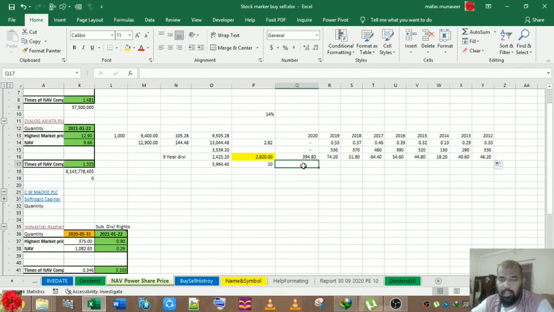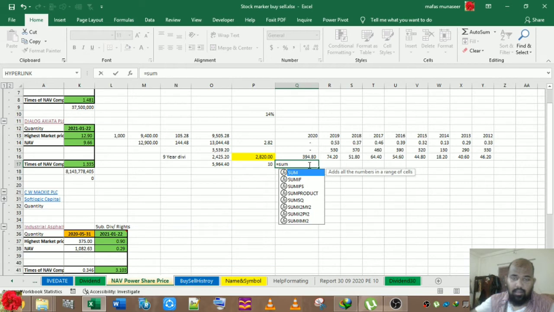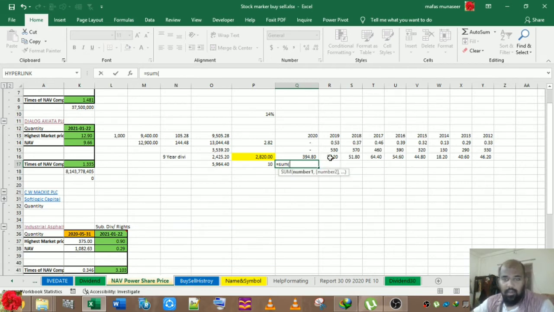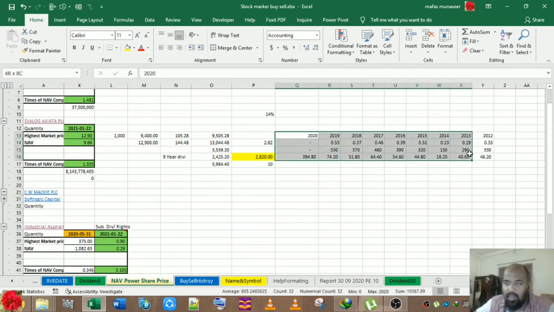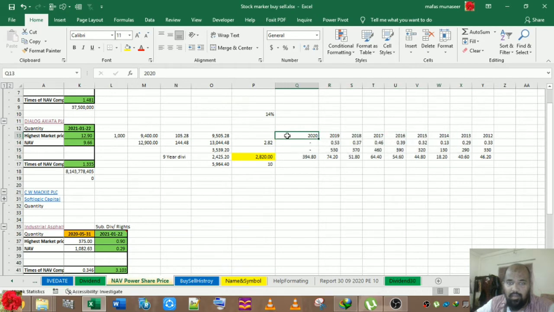Okay, let me double check this one. It's the same amount here. Okay, it's the same amount. These are the same amount. So that means... okay, let me make it one line here. Okay, I remove everything in here.